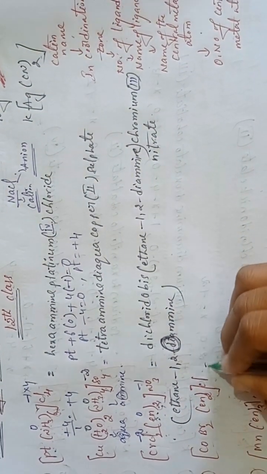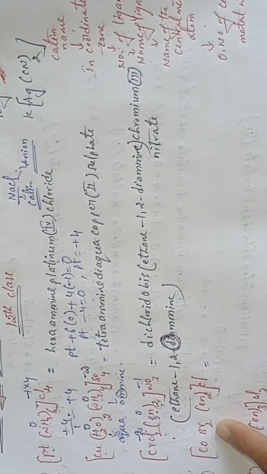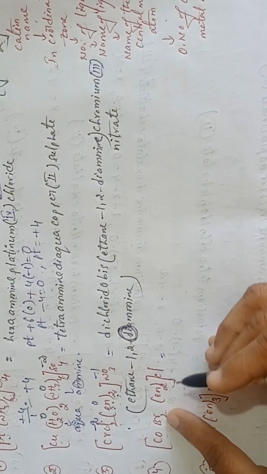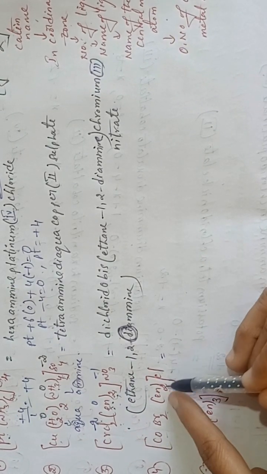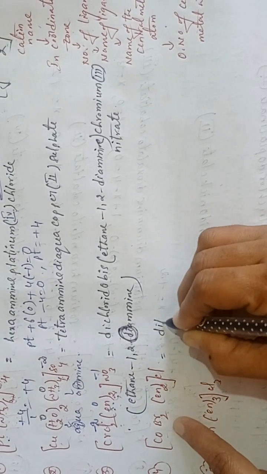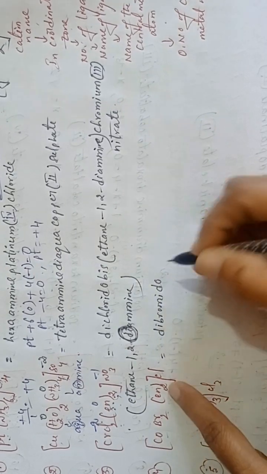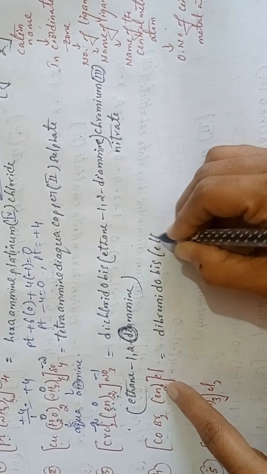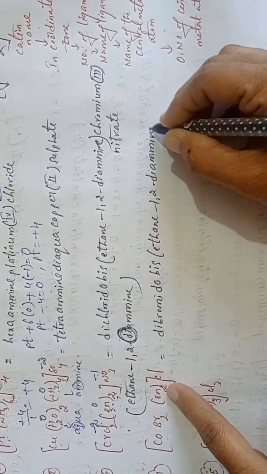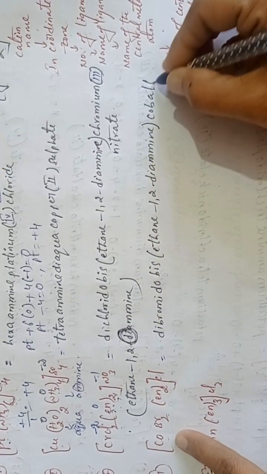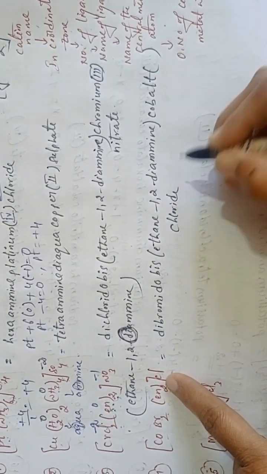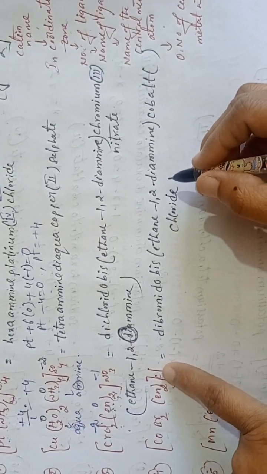Now see here, the next compound: dibromido. See this one. Here bromido, and this is en. Which is coming first? Alphabetical order, this is coming first. So that's what you have to write: dibromido, then bis(ethane-1,2-diamine), bracket close, cobalt. Write the oxidation number. Next, chloride. Clear? Outside the bracket chlorine is there, so chloride.